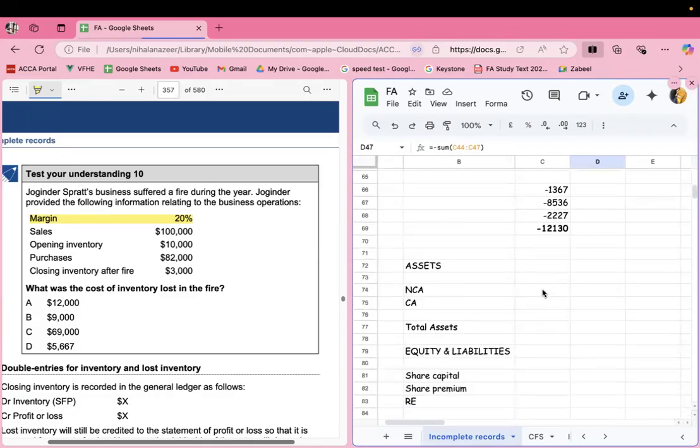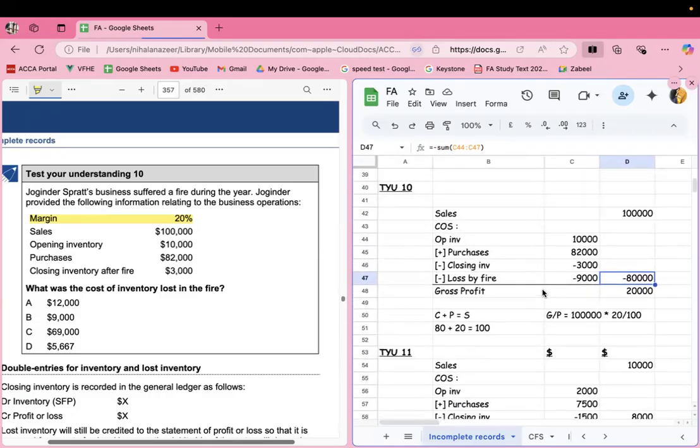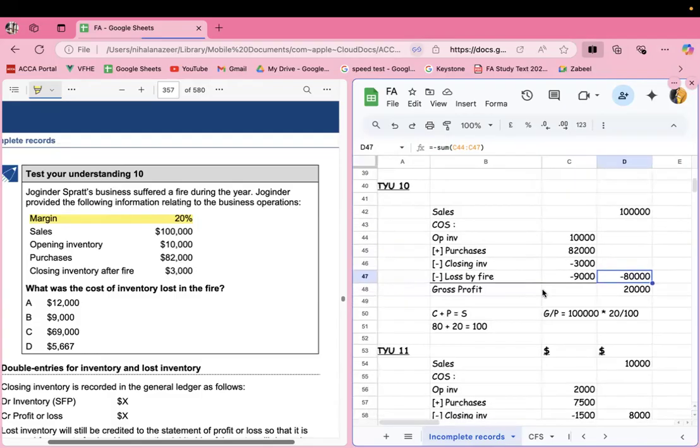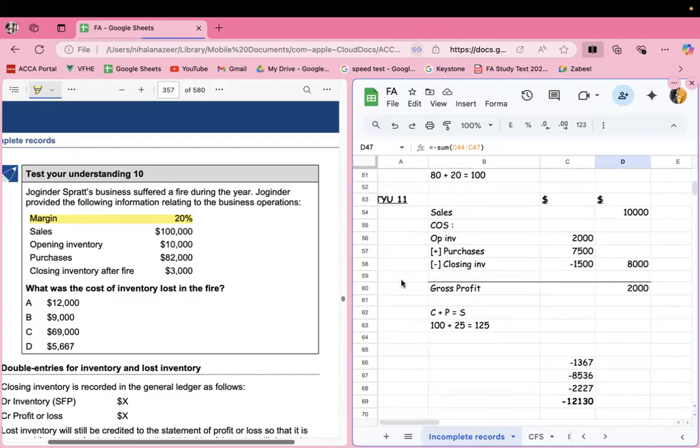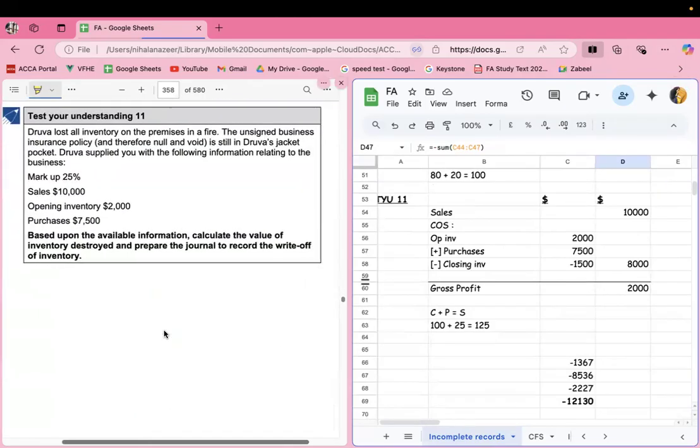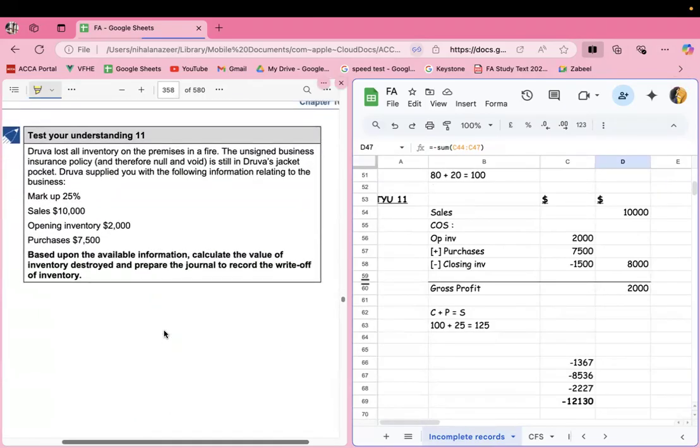Okay. So in the same way, you have got TYU 11. Okay, so for TYU 11, let's see. You have to revise, revise, revise. Today, Dhruva lost all inventory on premises in a fire. Everything is lost. So that means closing inventory is basically zero. The unsigned business insurance policy is still in Dhruva's pocket. Dhruva supplied you with the following information. 25% on markup. That means cost is 100.